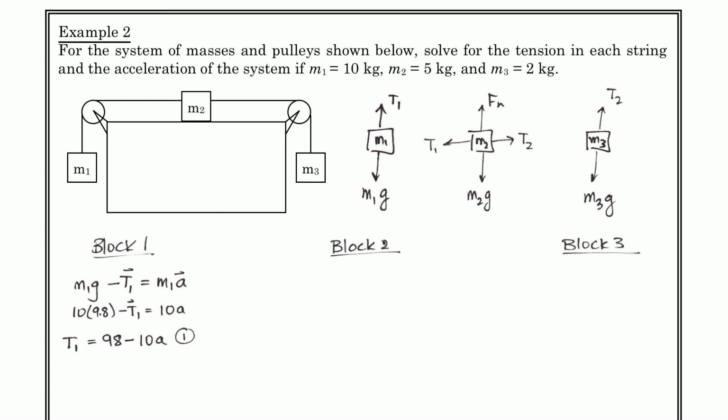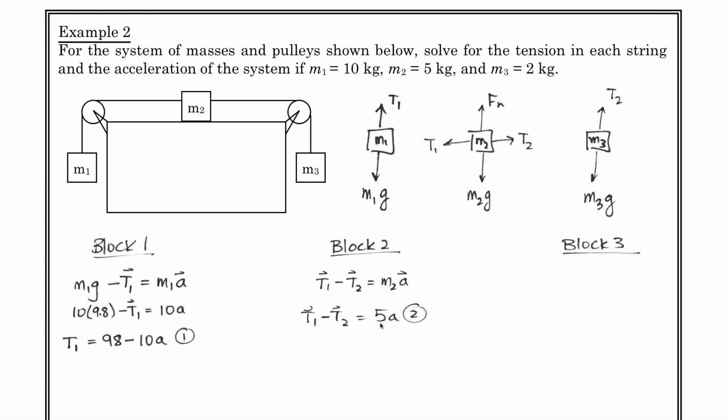Here, for block 2, we have tension 1 minus tension 2 is equal to m2a. In this case, again, we've said that this block is going to accelerate to the left. Tension 1 is positive. Tension 2 then, which acts to the right, would be negative. And that's equal to m2a.